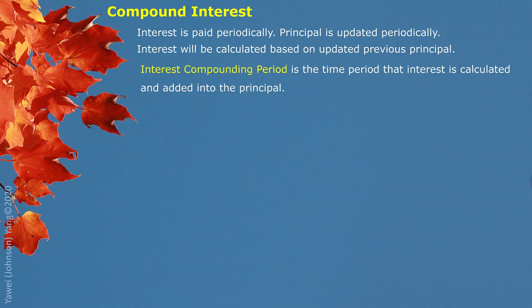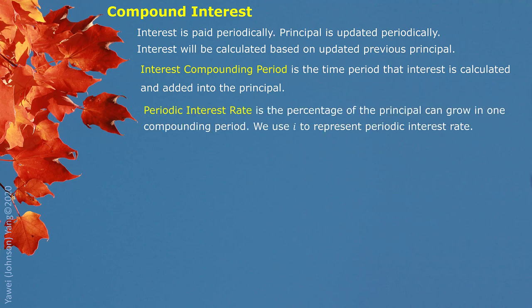Here we have some terminologies. Interest compounding period is the time period that interest is calculated and added into the principal. For example, if interest is added into principal every month, or every week, or every half year, and so on. So this month, week, or half year is called the compounding period.